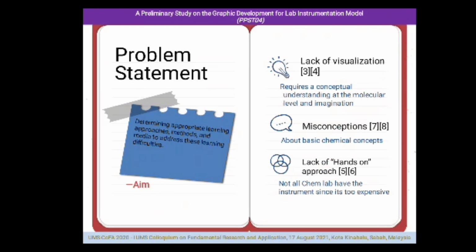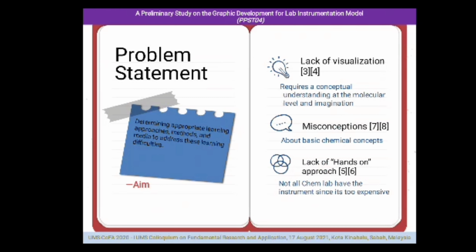So the problem is that many new researchers, especially students who take lab instrumentation, lack visualization, because it requires a conceptual understanding at the molecular level and imagination. So students or researchers fail to visualize how the process occurs. The second one is misconception.